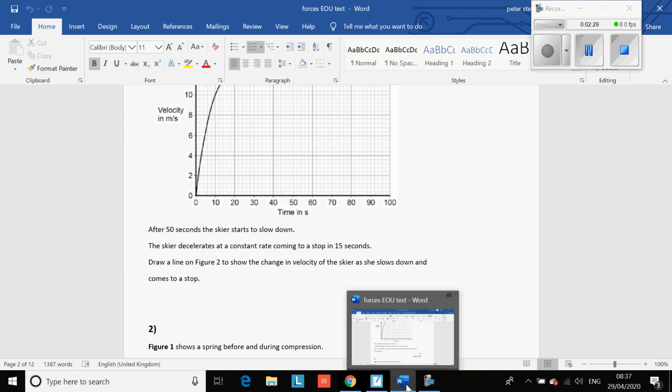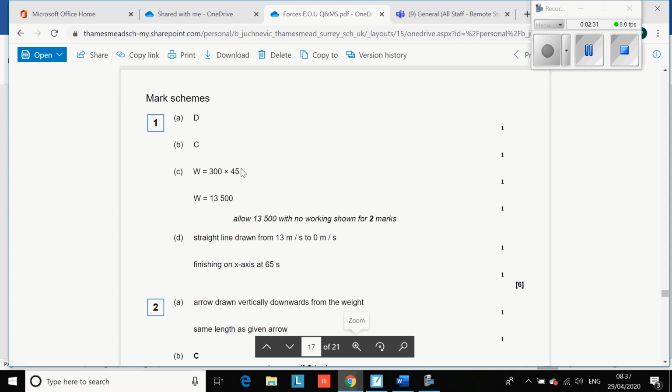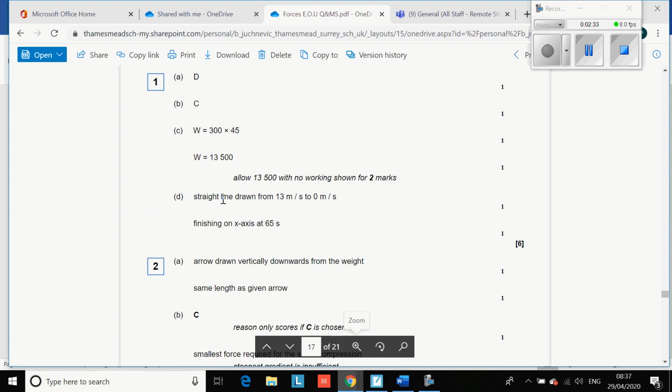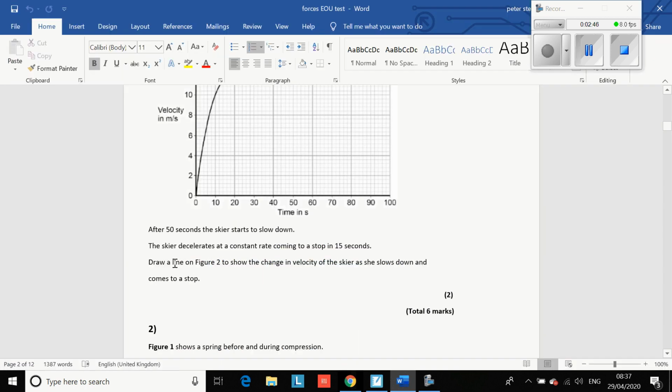So what you should have had was something, it actually gives you a description, a straight line drawn from 13 meters per second down to 0, finishing on the x-axis at 65 seconds. So once again, let's look at the question. There's 50 seconds, and it takes the skier 15 seconds to stop. So you should have thought, right, well, that brings it to 65 seconds, which is there.